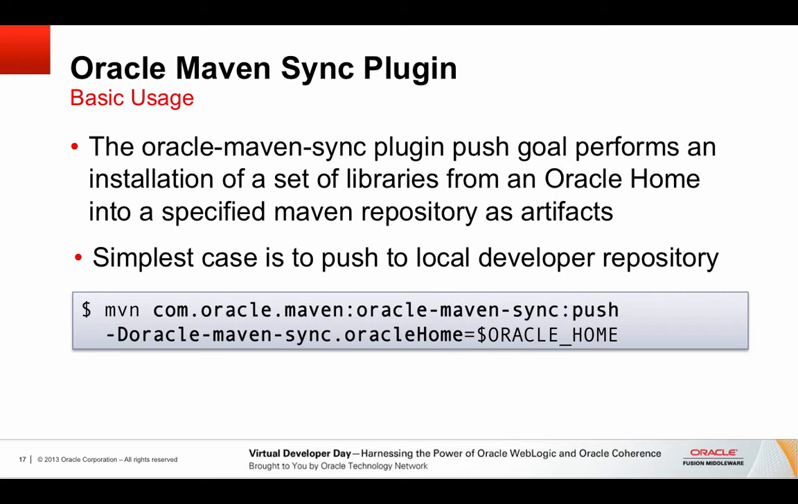The push goal requires some further information, which is specified via the system property, oracle-maven-sync.oracleHome, and that should point to the directory which you wish the push goal to iterate over, look for POM and associated jar files to push up to the repository. So it identifies the Oracle installation that you want to scrape and use the libraries from.